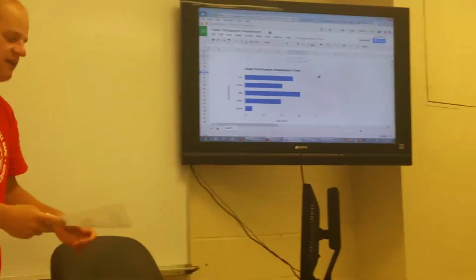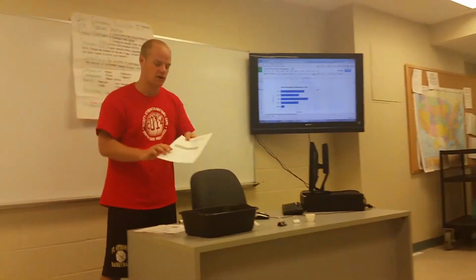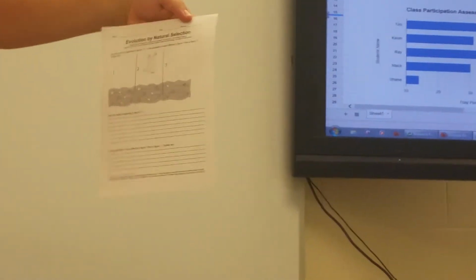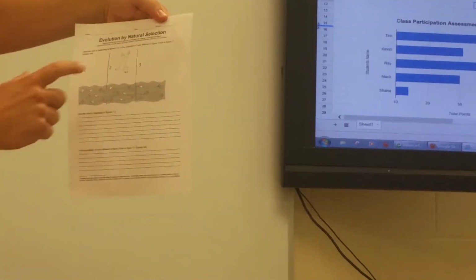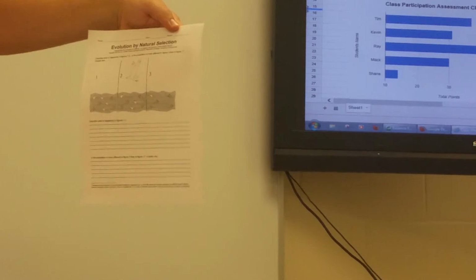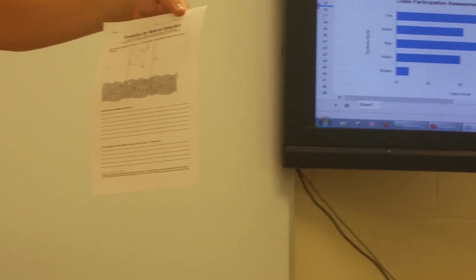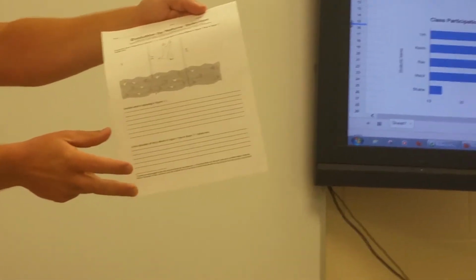I will also have a formal assessment at the end of the class where the student will have an Evolution by Natural Selection sheet. It will describe what happened in figures 1, 2, and 3, and ask: is the population of mice different in figure 3 than in figure 1? And then they would answer the questions below.